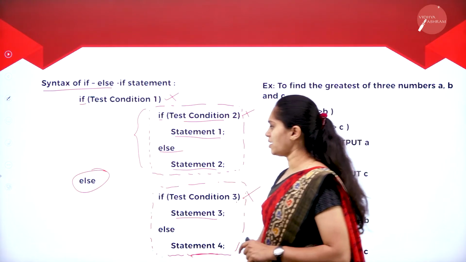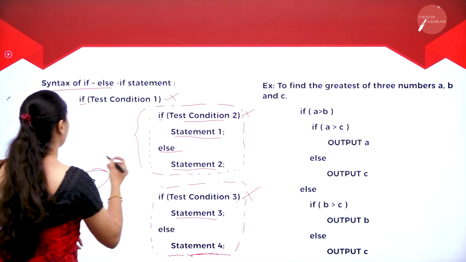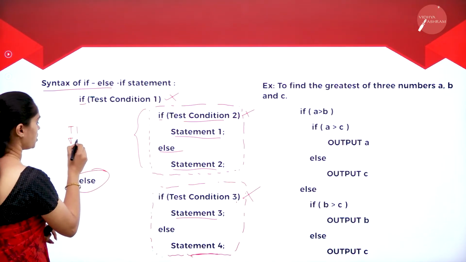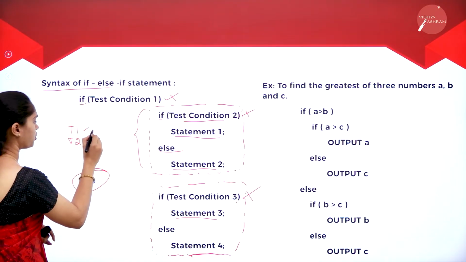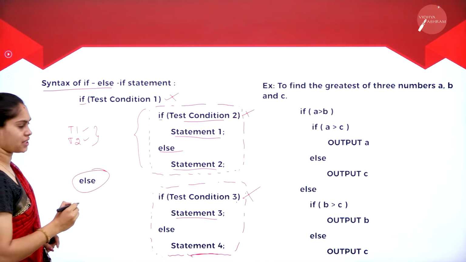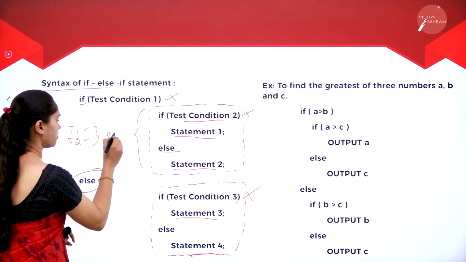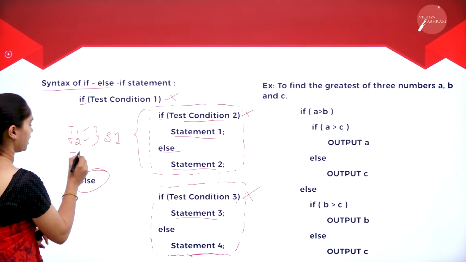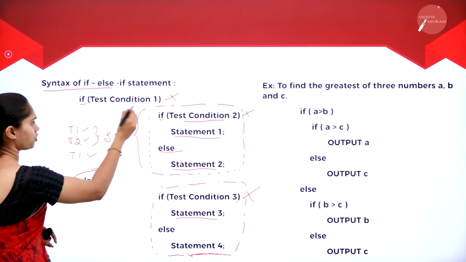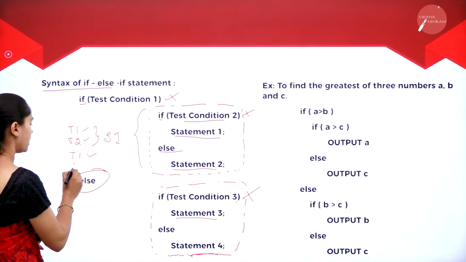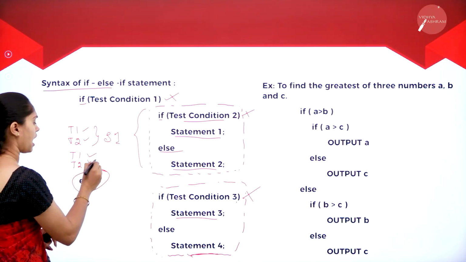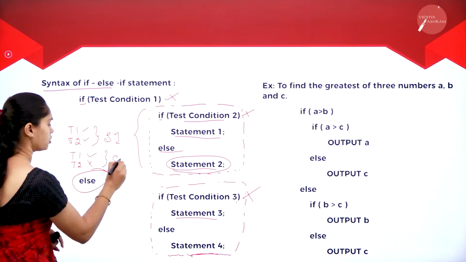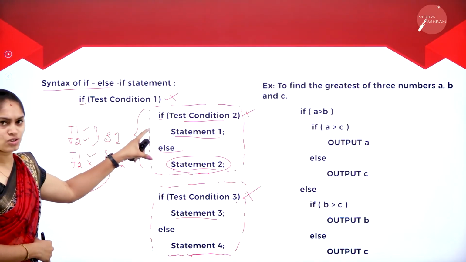Okay. So let me write here to make you understand. Test condition 1 and test condition 2. If both are true, then which statement will be executed? That is statement 1. Okay. Next scenario, we have test condition 1. Test condition 1 is true, then I can enter this one, but test condition 2 is false. At that time, which statement will execute? That is statement 2. Okay. This is regarding this one.